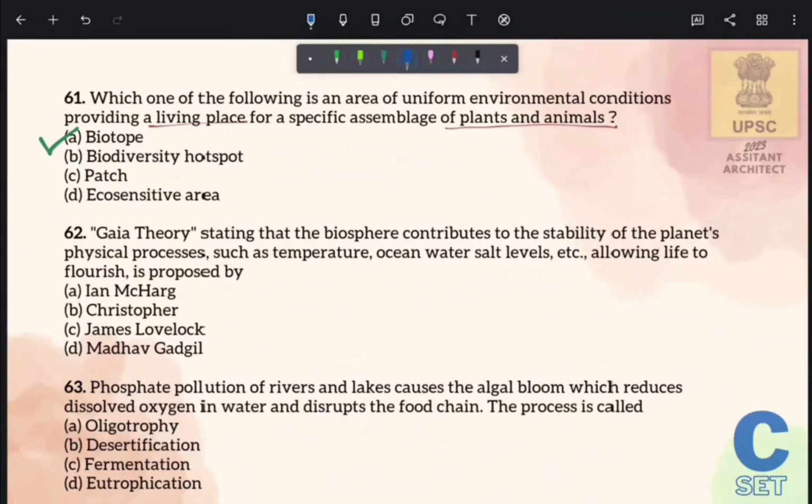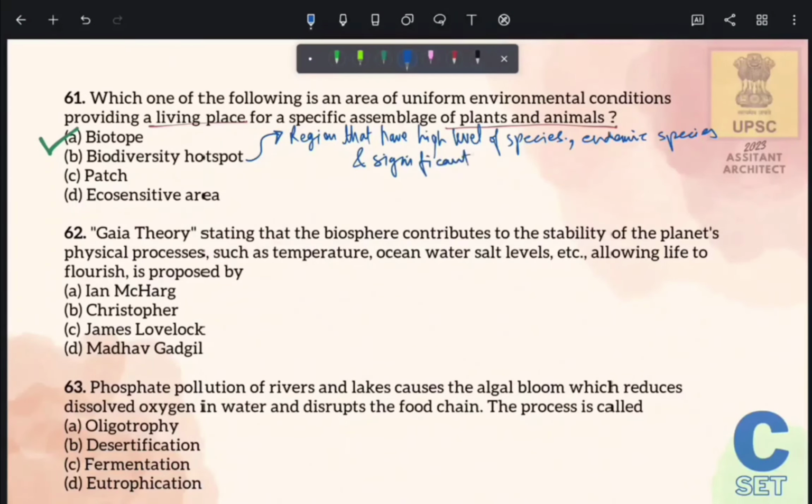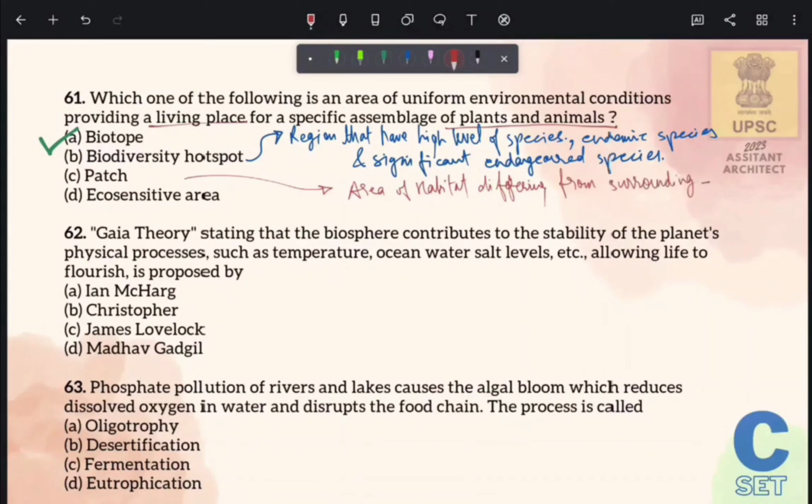Now we will see what the other options given here are. So biodiversity hotspots are regions that contain a high level of species. These are endemic species, and a significant number of endangered species are found in these areas. Patches generally refer to an area of habitat differing from its surroundings, and these are also a distinct area.